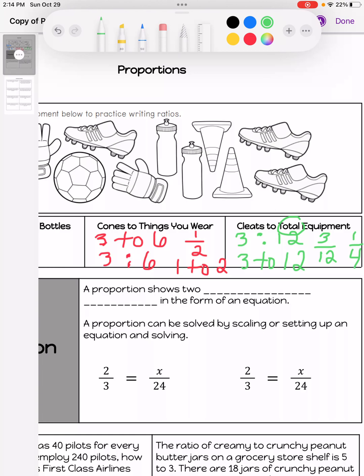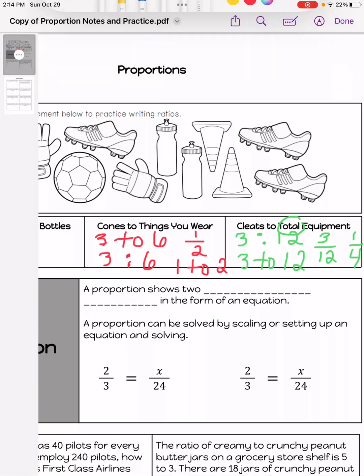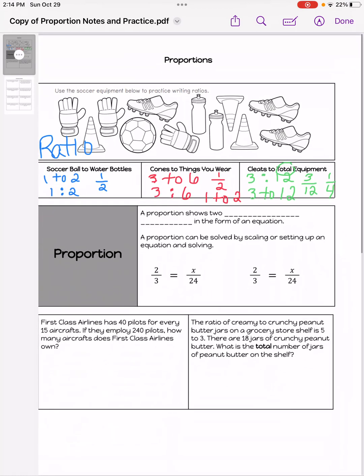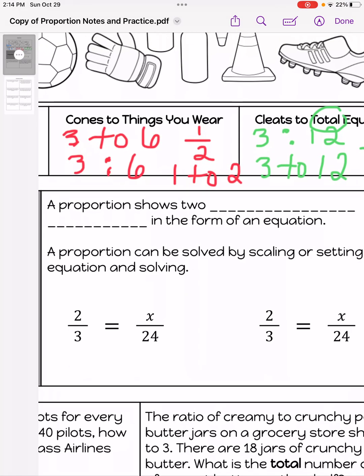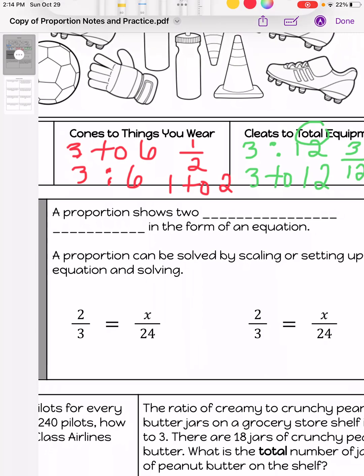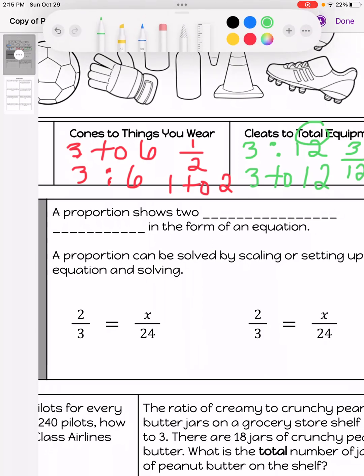Now we've already been working with proportions in this unit as we found unit rates, but I don't know that we really talked about what the definition of a proportion is. A proportion shows that 2 ratios, 2 fractions, are equivalent. We put it in the form of an equation. We could also say they are proportional.